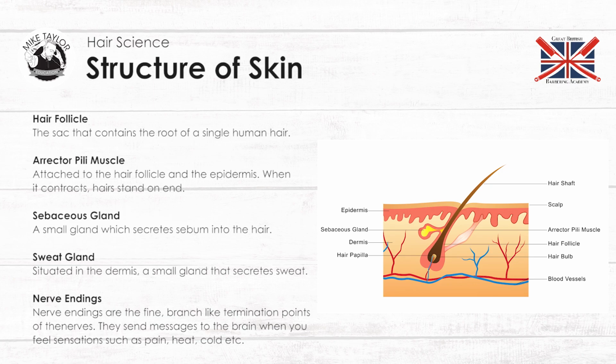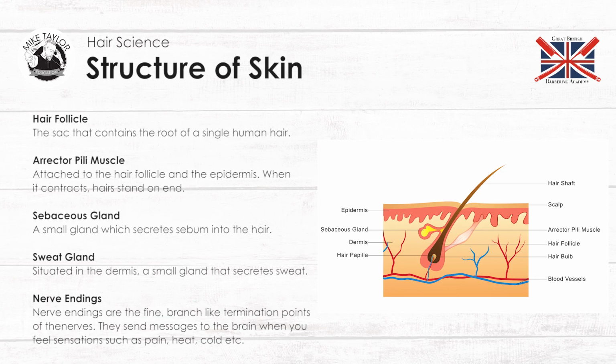The erector pili muscle is attached to the hair follicle and the epidermis. When it contracts, hair will stand on end. The sebaceous gland, a small gland which secretes sebum into the hair. Sweat gland. This is situated in the dermis. It's a small gland that secretes sweat.